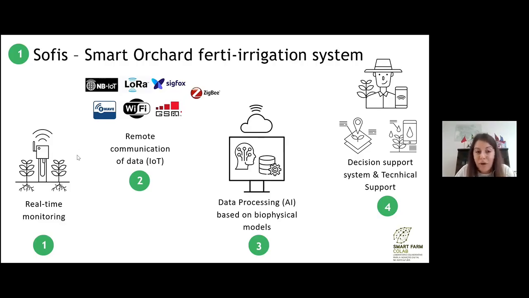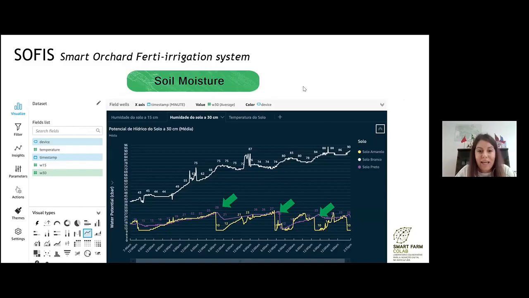So all this data from the field is then processed through artificial intelligence and based on biophysical models. What is really important is that this information can then be transformed in an easy way to be interpreted by the end user, in this case the farmers, with the correct technical support to then take action, for example, to irrigate more correctly, or the quantity, I mean. So all this information arrives in a dashboard.